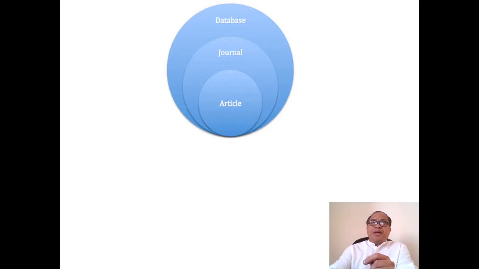And the middle sphere would be the journal. This is embedded or annexed inside the database. And the very basic, the fundamental of all this, would be the article. That article is contained within the journal, and the journal is contained within the database. And that's how we differentiate all of this. So we can say that the database contains the broadest, the widest, and the most comprehensive research evidence that we want to look for.